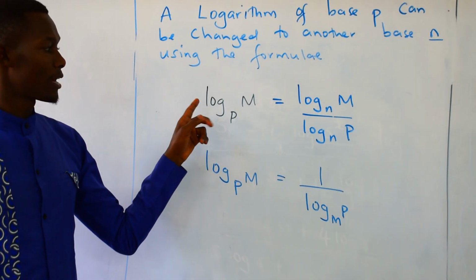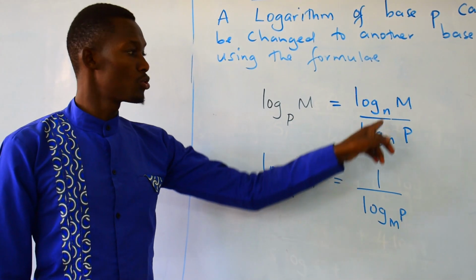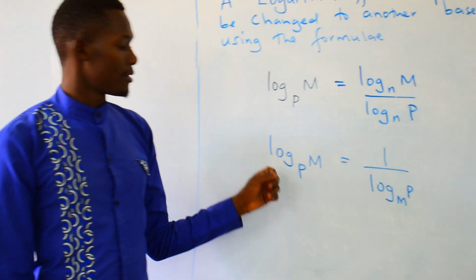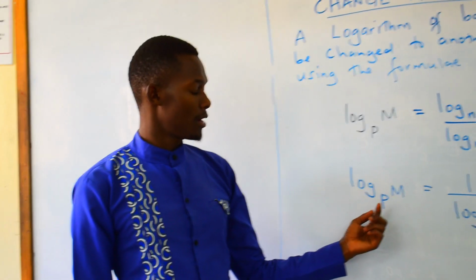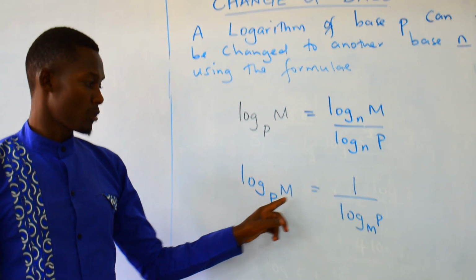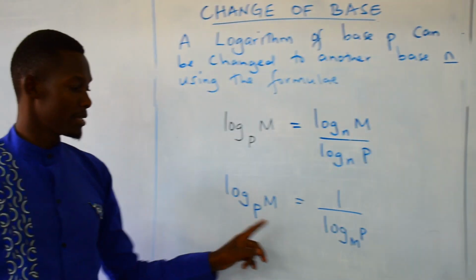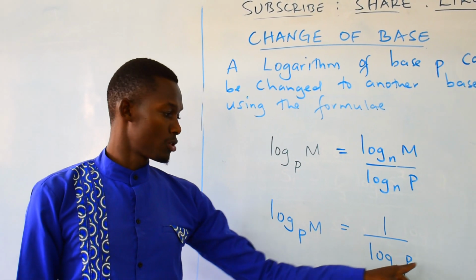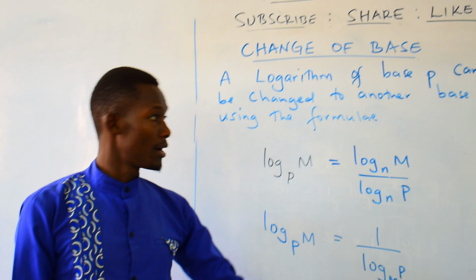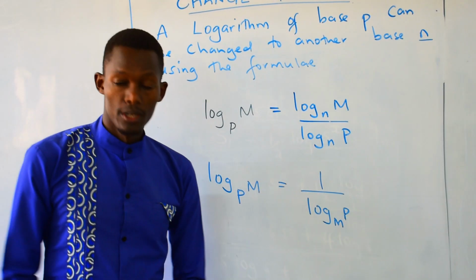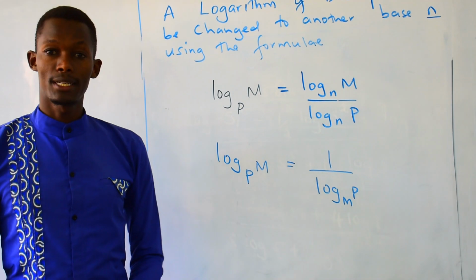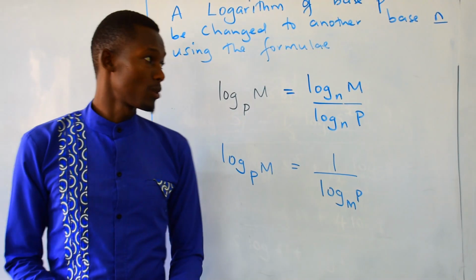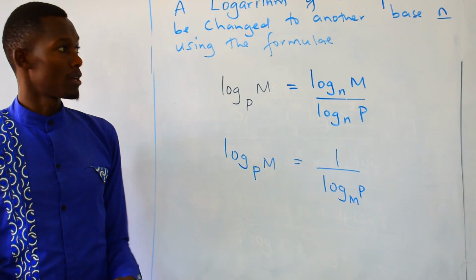So one, we have log of m at base p. Introduce a common base, then log of m over log of p. Or the log of m to base p can change when you interchange the number itself and the base, and you write it as a reciprocal: one over the log of p to base m. So we can use this also to evaluate logarithms. Let's take an example of the first one on how it can be used to solve logarithms.